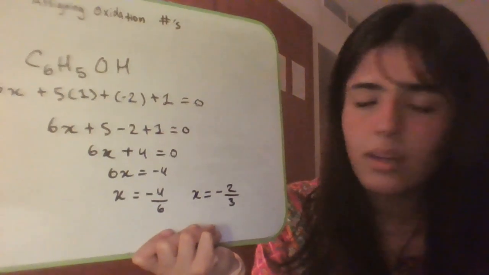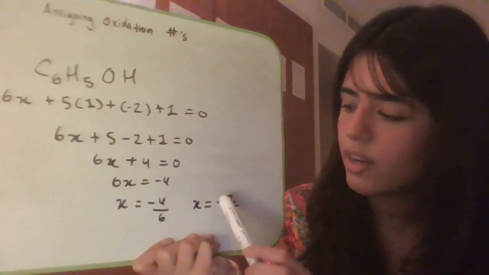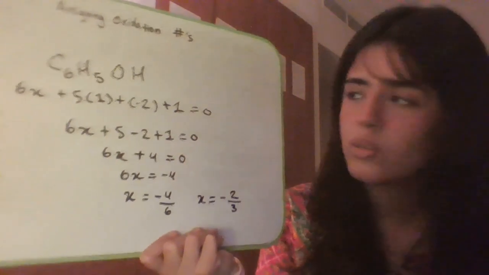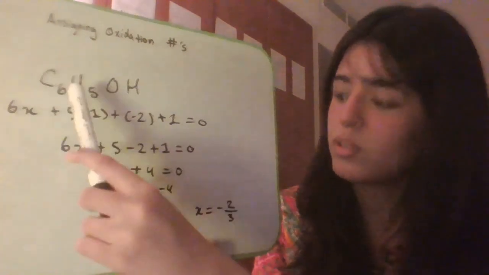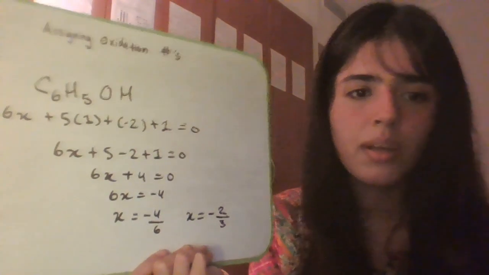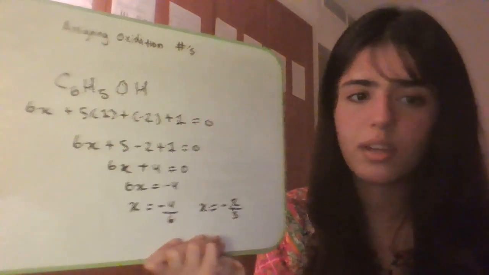Now you can just simplify it because both can be divided by 2. So you get x equals -2 over 3. So your oxidation number of carbon is going to be -2 over 3. And it doesn't matter that it's a fraction because your oxidation numbers can be fractions as well. So yeah, that's the last example.